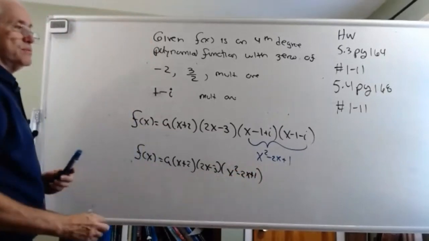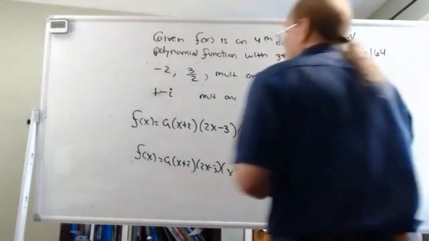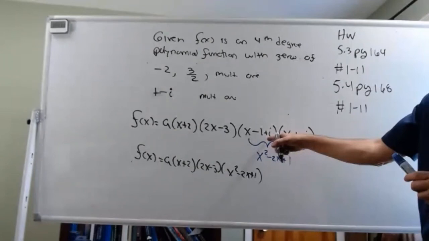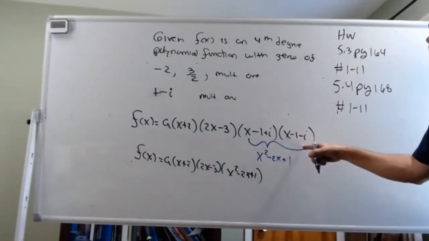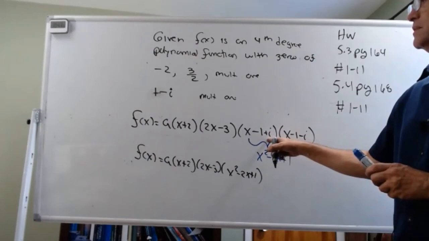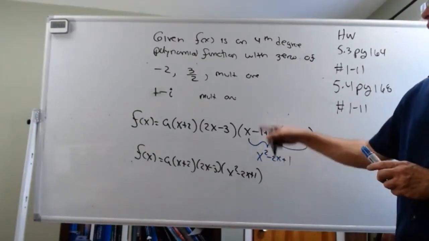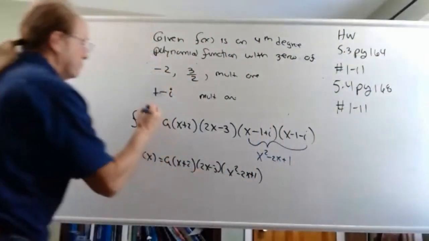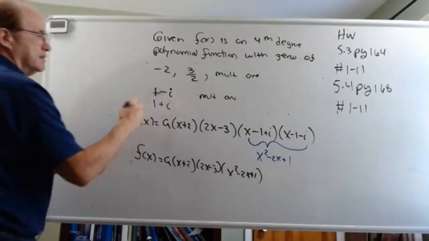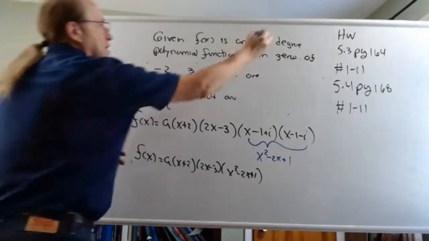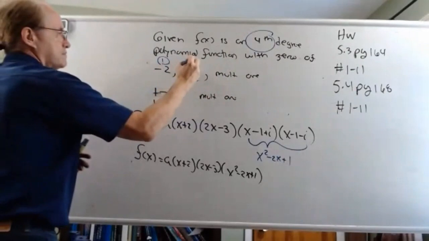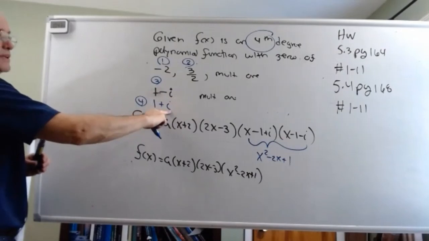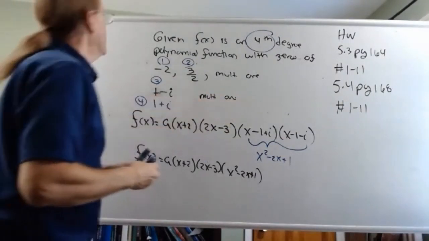This is an example of an irreducible quadratic because it has the two roots. And then it has the other root, because this tells me they always occur in conjugate pairs, so it's 1 plus i, it's a missing root. 1, 2, 3, 4, 4th degree, I have 4 zeros. So that I'm missing, so I plug it in and then I multiply it out.